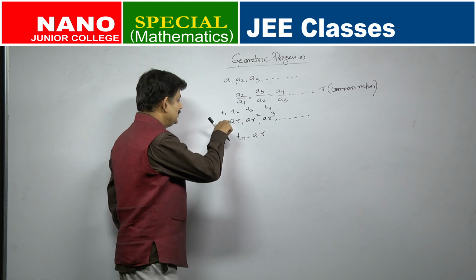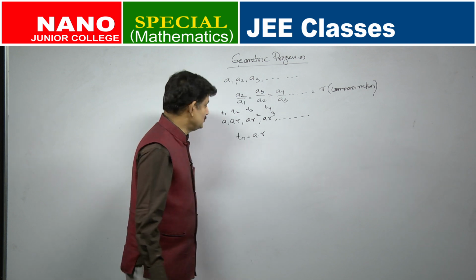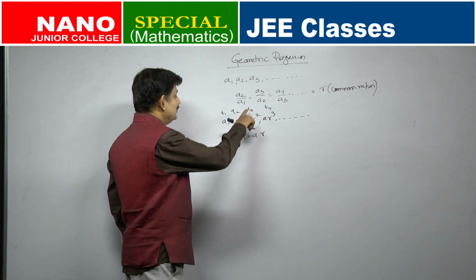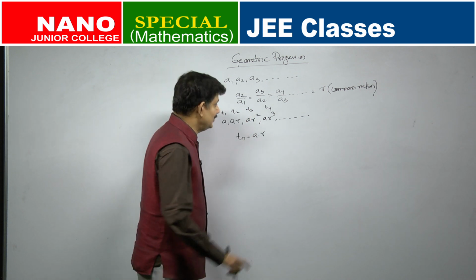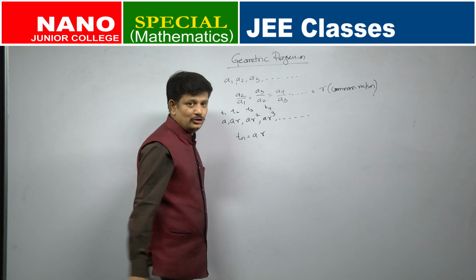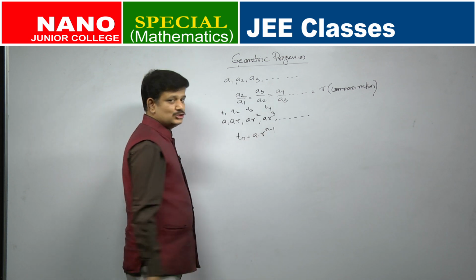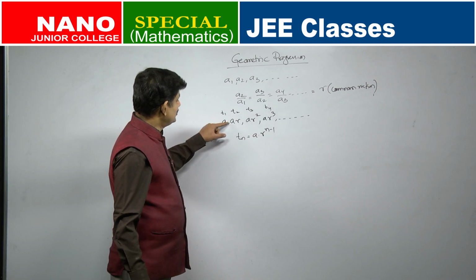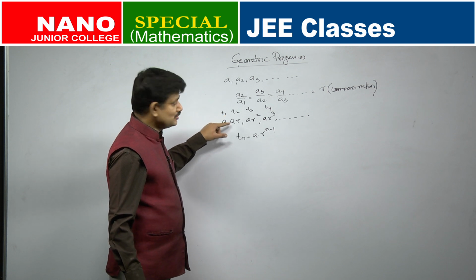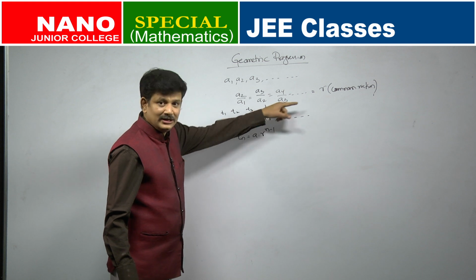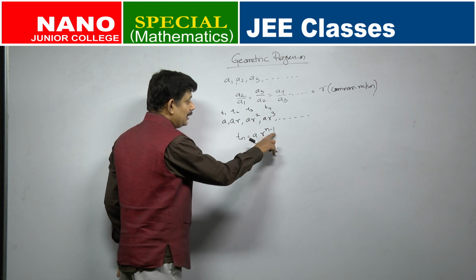In the first term what is it? R power 0, 1 is R power 0. In the second term what is it? R power 1. In the third term what is it? R square. In the fourth term what is it? R cube, 1 less. So, in the nth term what will it be? N minus 1. From the first term R power 0, 1, 2, 3, always 1 less. So, nth term, what will it be? R power n minus 1.